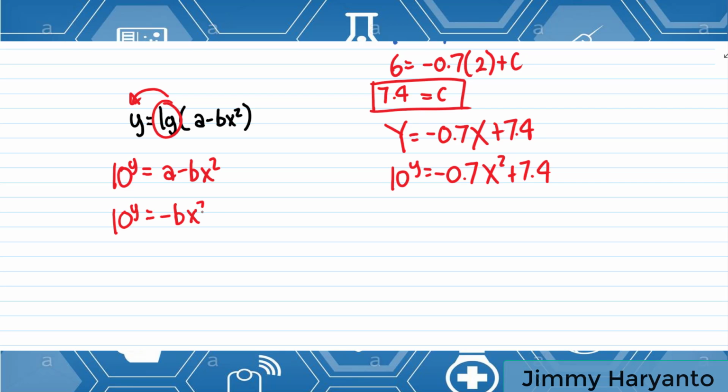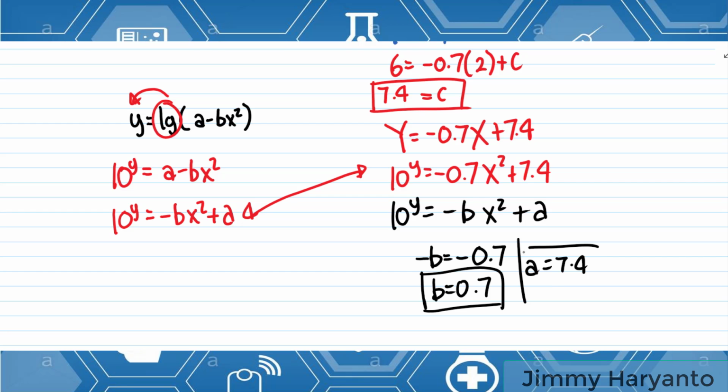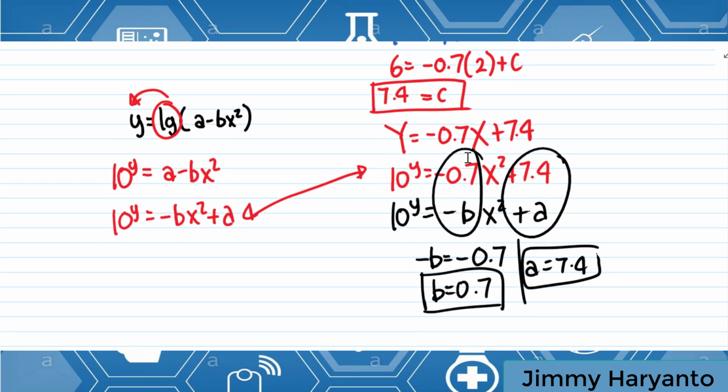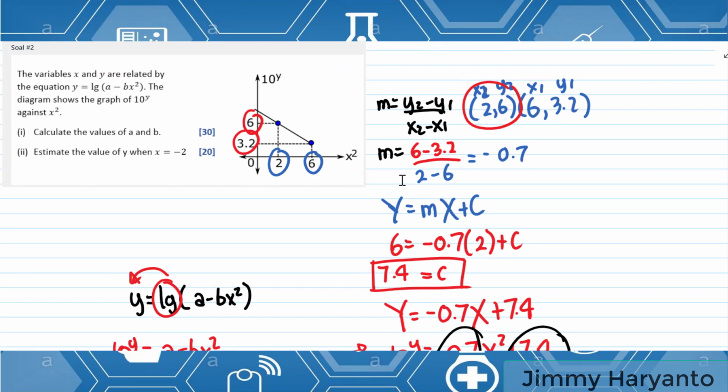Rearrange them, negative bx square plus a, and then compare with this one. So I have 10 to the power of y equals negative b x square plus a. Negative b has to be negative 0.7, so b equals 0.7, and then a equals 7.4. This is for a and this is for b. That is the answer for the first question.